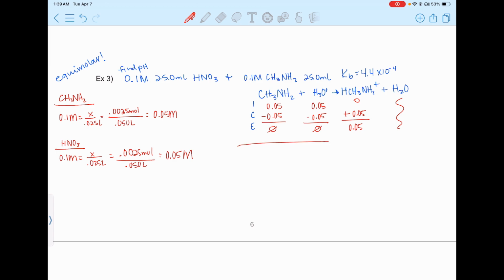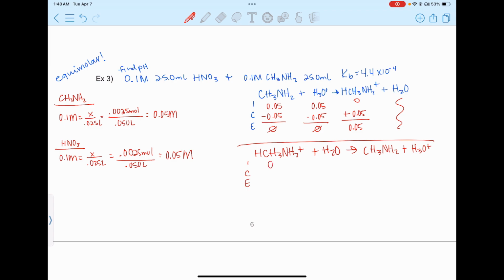So this is one of those points where I've got to do that second ICE table. So what I'm going to do is rewrite the exact same net ionic equation, but I'm going to flip it. So I'm going to start this time with the HCH3NH2 plus water. Remember, I'm just flipping it around, CH3NH2 plus H3O plus. Because I know that that amount of our conjugate acid is going to have to react with water, and it's going to have to produce some weak base. Right, so I'm going to do another ICE.